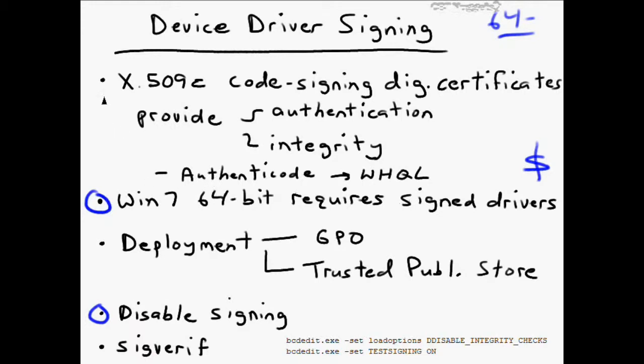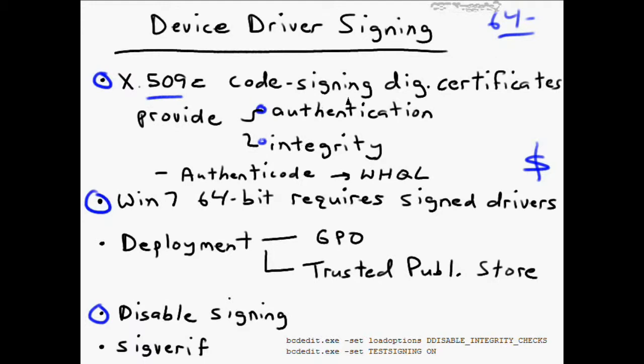First, though, let's back up and look at this first bullet point and ask ourselves, what does it mean to have our device driver digitally signed by its vendor or by its creator? To take a step even further back, what's a digital certificate? An X.509 code signing digital certificate is an electronic document that a vendor, in particular here, let's say ATI or Microsoft themselves or some hardware vendor, attaches to their code, to their DLL files, their .sys files, to provide authentication and integrity.